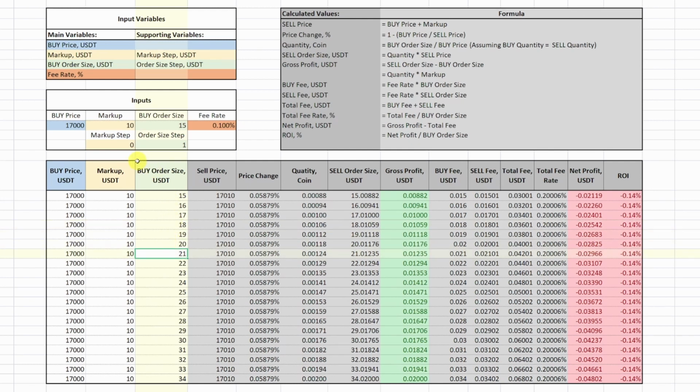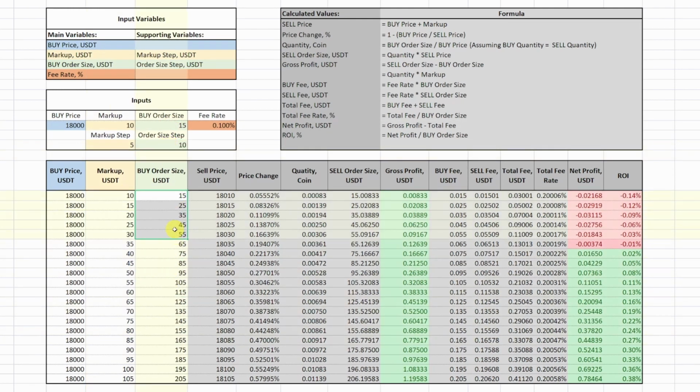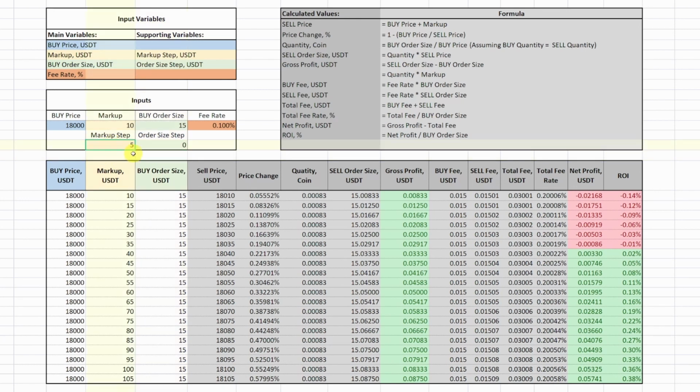So the first three columns are color-coded inputs. Buy price always stays the same and is propagated to all lines. The markup is copied to the first line, and then the markup step is progressively added to each subsequent line. This is what it looks like for markup value of 10 with different steps. Same story with the buy order size and its respective steps. I will be using the markup variations and the order size variations one at a time, leaving the other step at 0. Otherwise it becomes confusing and not really informative.